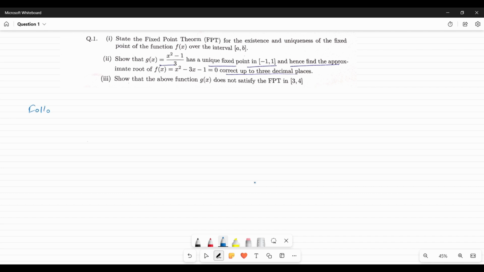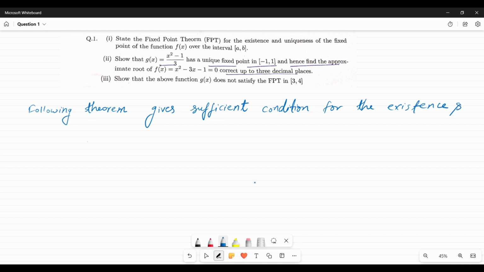The following theorem gives a sufficient condition for the existence and uniqueness of the fixed point of a function.